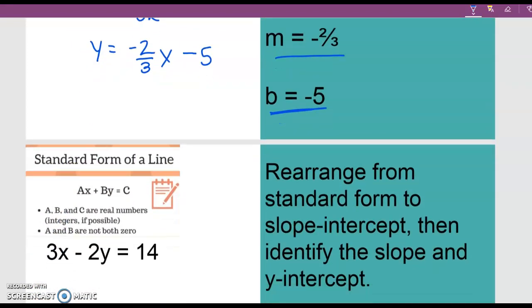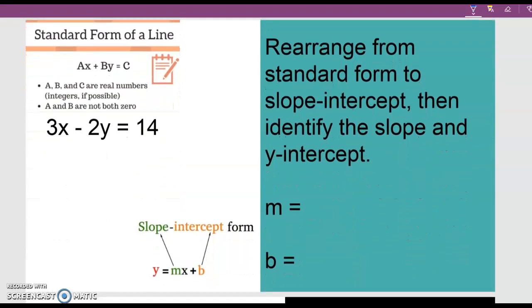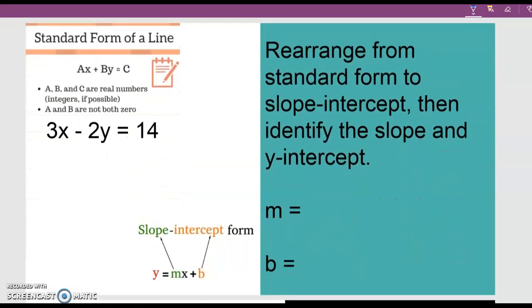All right. Now, what if, though, they give us the line in what's called standard form? Remember, standard form is this right here, a times x plus b times y equals c. The problem here is I cannot see the slope and the y-intercept very clearly. I need to turn it into slope-intercept form in order to make that happen. Notice in slope-intercept form, it's solved for y. Y is by itself. And so that's what I want to do here.